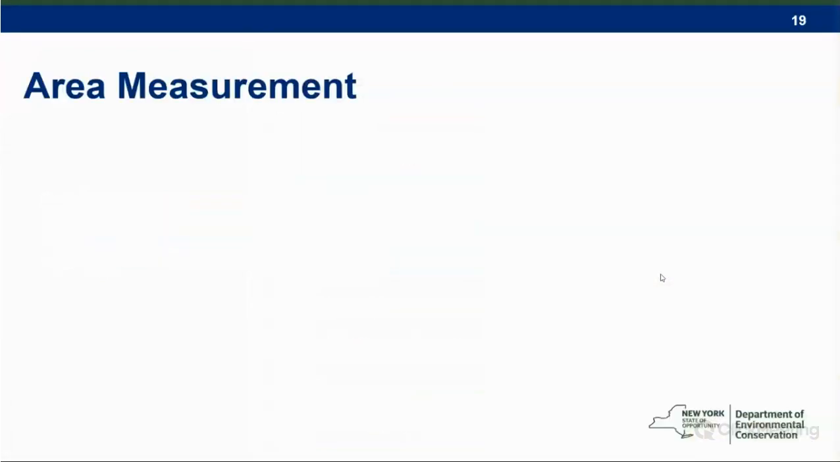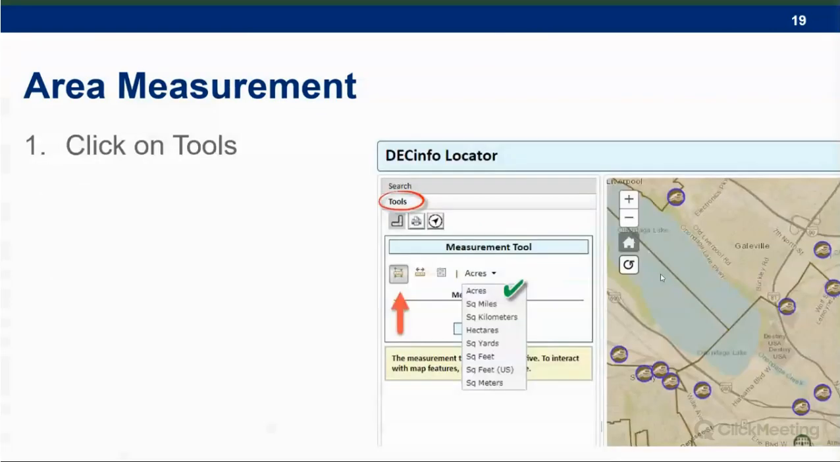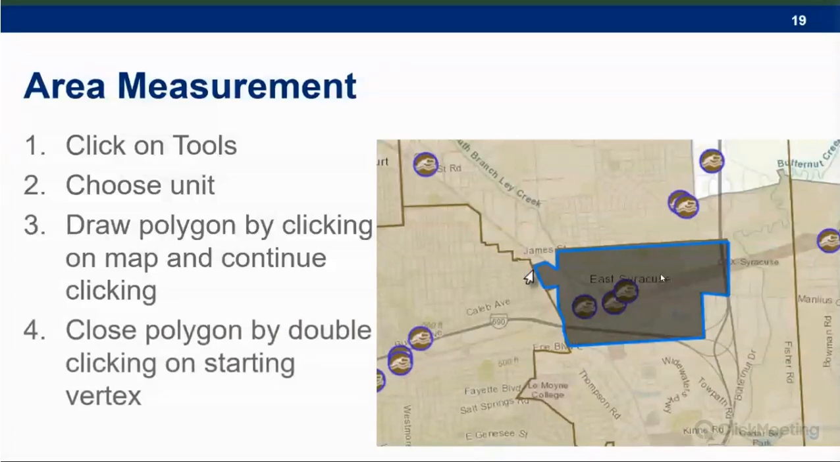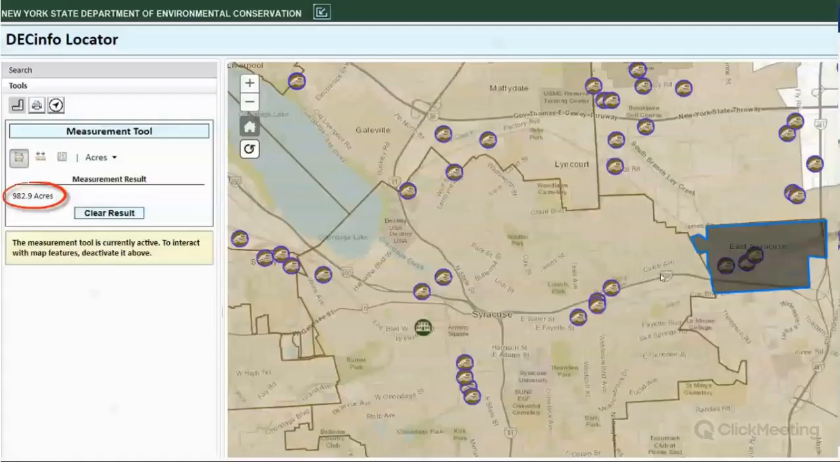So for the area measurement, we click on the tools, and those are right below the search feature in the left-hand legend. We're going to click on that first tool, which is the measurement. We're going to choose our unit. So in here, I chose acres. We're going to draw the polygon by just clicking on the map and continuing to click. Double click on your starting point to close your polygon. And then you'll see in the legend how many acres that particular parcel is.